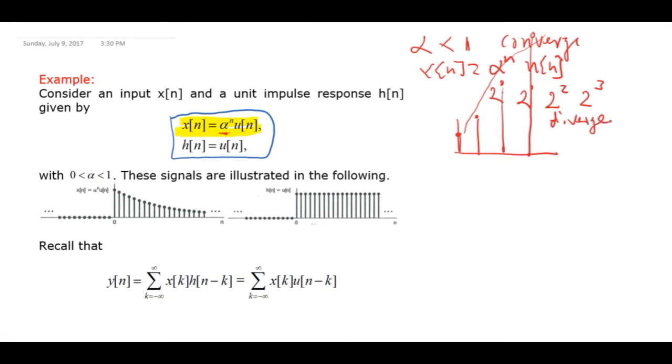So we don't want that. We want the function to be converging. Converging means the function will be stable. We are going to talk about stability later on.